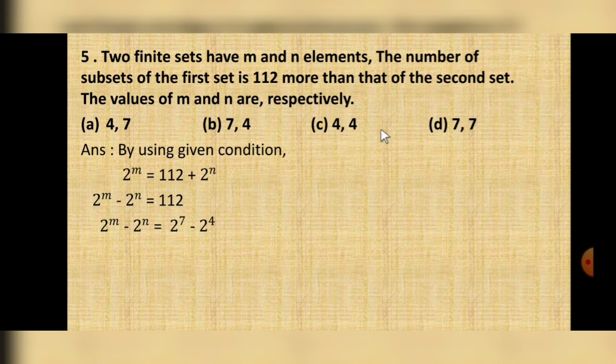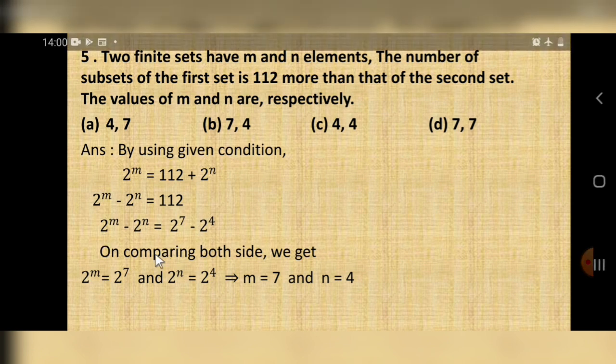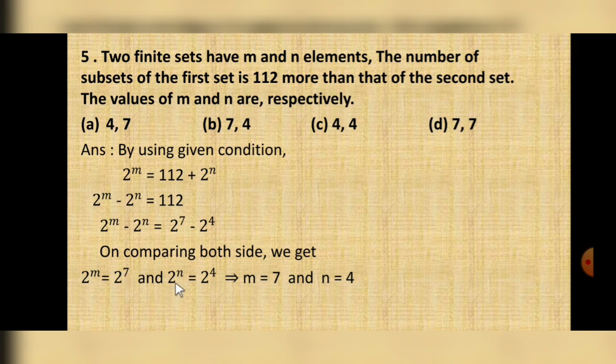If it is not correct, you can go for option C, and similarly option D. We can check all four options by substituting m equal to the first value and n equal to the second value. Now 2 raised to m minus 2 raised to n equals 2 raised to 7 minus 2 raised to 4. Comparing both sides, we get 2 raised to m equals 2 raised to 7 and 2 raised to n equals 2 raised to 4, that is m equal to 7 and n equal to 4.